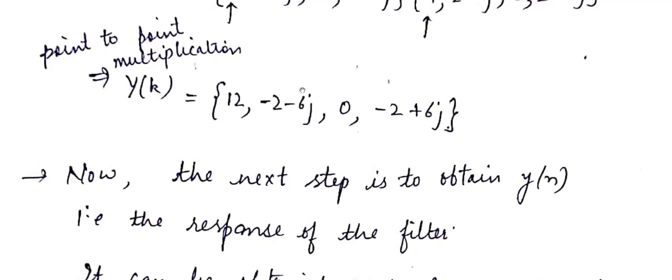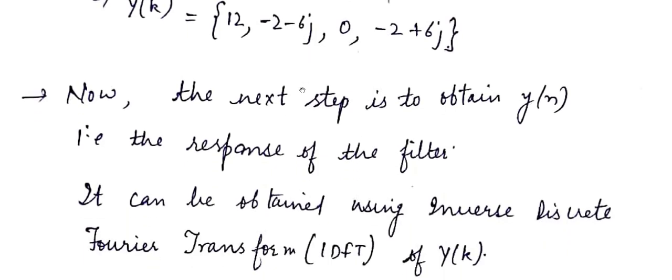So this is Yk. But what is our motive? What do we need to find? We need to find yn. So our next step is to obtain yn. And how can we obtain yn? Yn can be obtained by the inverse discrete Fourier transform of Yk. So now we will see how we can calculate the inverse discrete Fourier transform of a signal. So here it is capital Yk, and we need to find its inverse, that is yn.